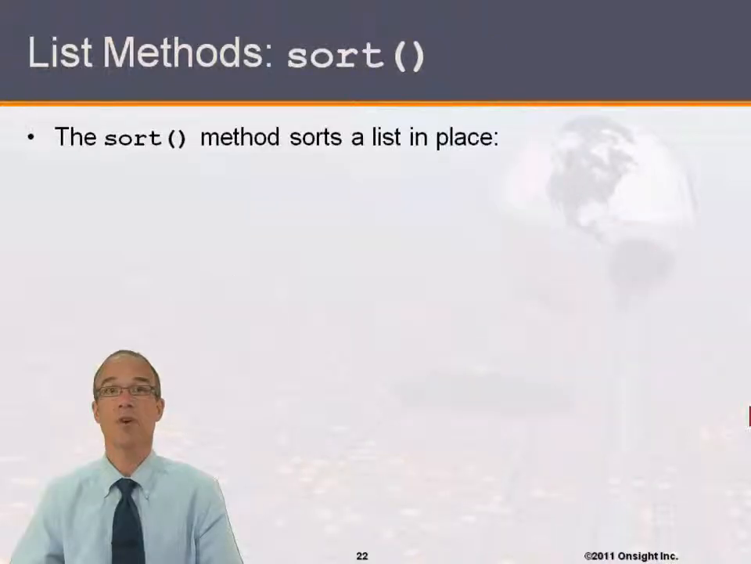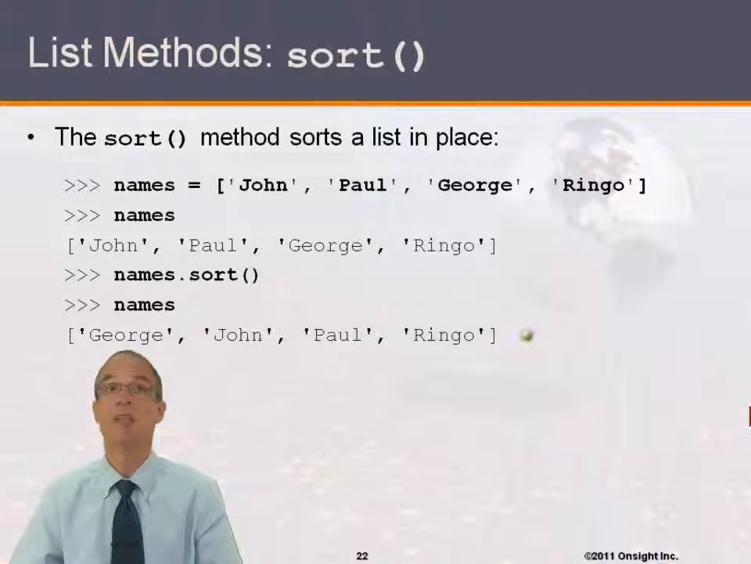Sort is similar. It will sort a list in place, which means it modifies the list. So we start names with John, Paul, George, Ringo, and then we sort it. So names.sort means take names, modify it by arranging the items in names in sorted order. So here we see George, John, Paul, Ringo, and that comes out in sorted order.